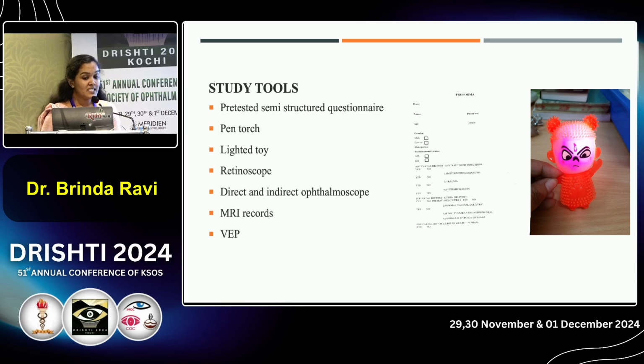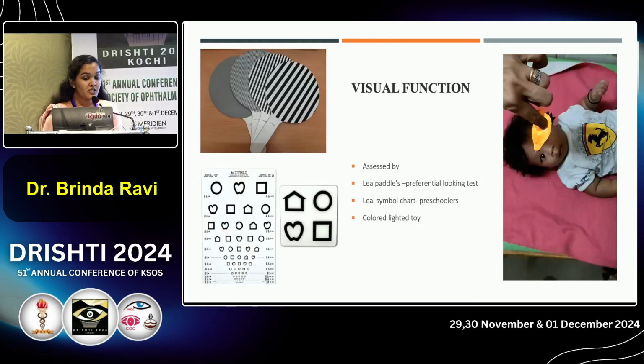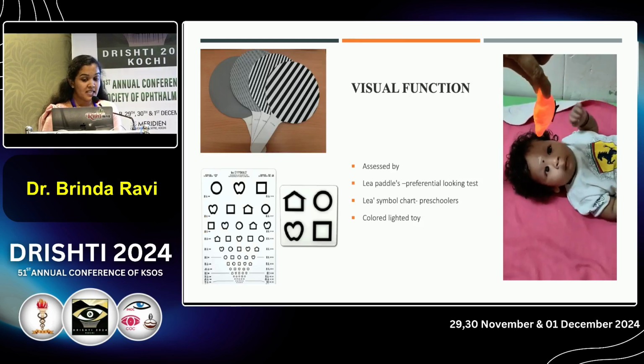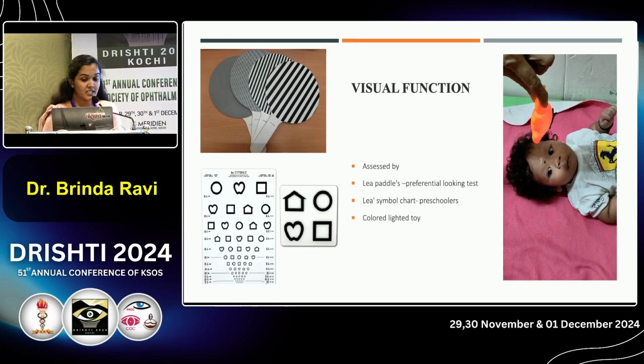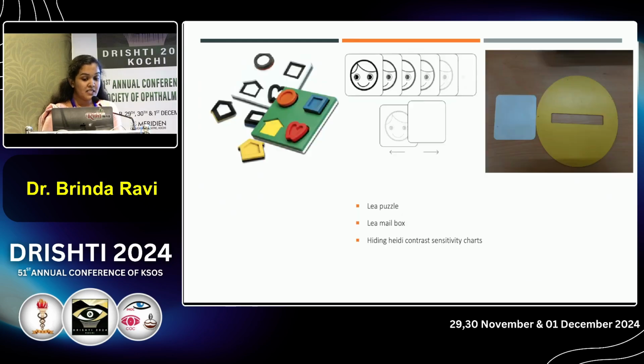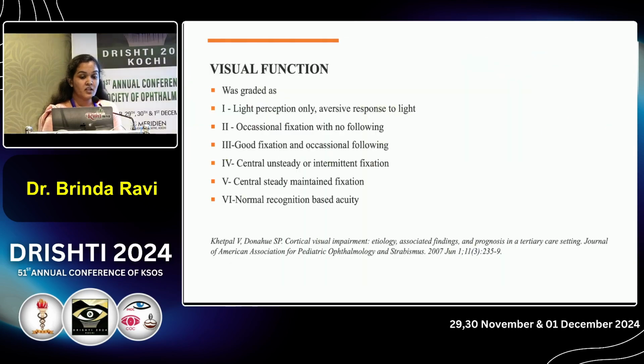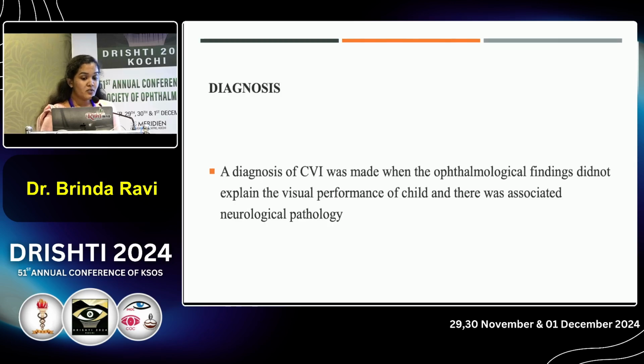Study tools: pre-tested semi-structured questionnaire, pen torch, illuminated toy, retinoscope, direct and indirect ophthalmoscope, MRI records, and VEP. Visual function was assessed by Lea paddles for the preferential looking test, Lea symbol chart for preschoolers, and colored lighted toy, and using the Lea puzzle, Lea mailbox, and hiding Heidi contrast sensitivity charts. Visual function was then graded from 1 to 6. Diagnosis of CVI was made when the ophthalmological findings did not explain the visual performance of the child and there was associated neurological pathology.